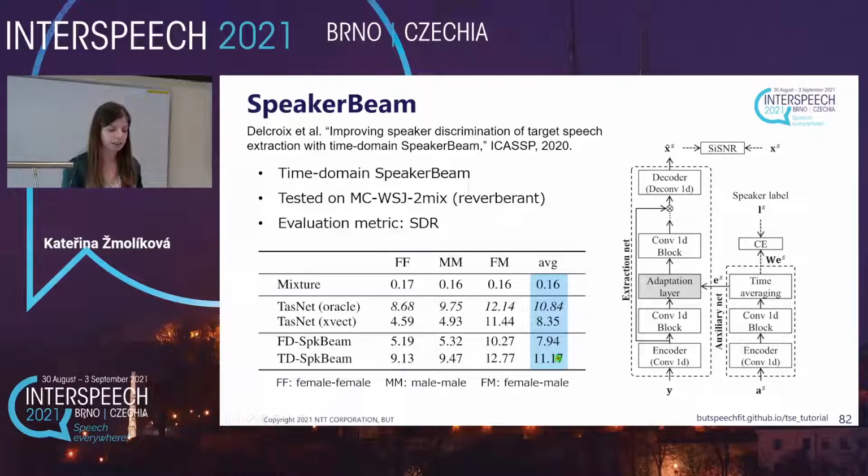At least on this particular dataset, the time domain SpeakerBeam has quite a significant advantage over the frequency domain one. What is also interesting is to look at the split of the results over different parts of the dataset, and here we split it into different types of mixtures: female-female, male-male, or female-male. And you can see that if we have a mixture of different genders, where the voices of the speakers are more different from each other, then the target speech extraction works significantly better. This is something where there is still some room for improvement in discriminating better speakers that have similar voices.